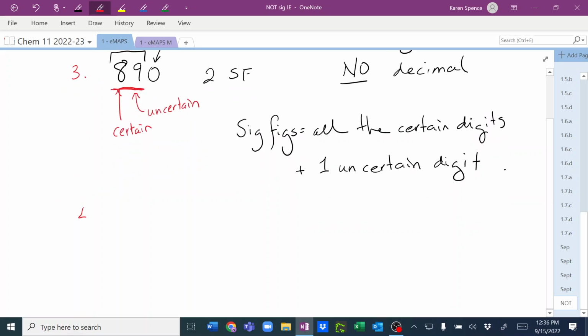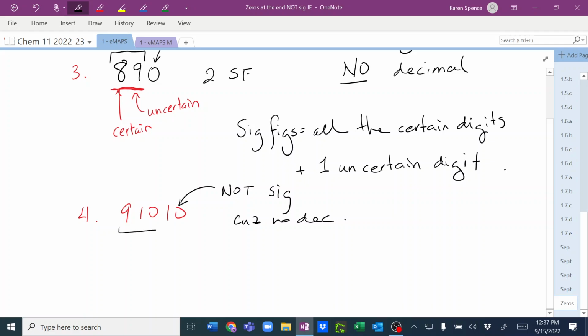Number 4 is very similar. Okay, we had 91010. And once again, we have that 0 at the end, which is not significant because there's no decimal. And so there would be 4 sig figs, the last of which will always be the uncertain digit. So the last sig fig is always the uncertain digit.